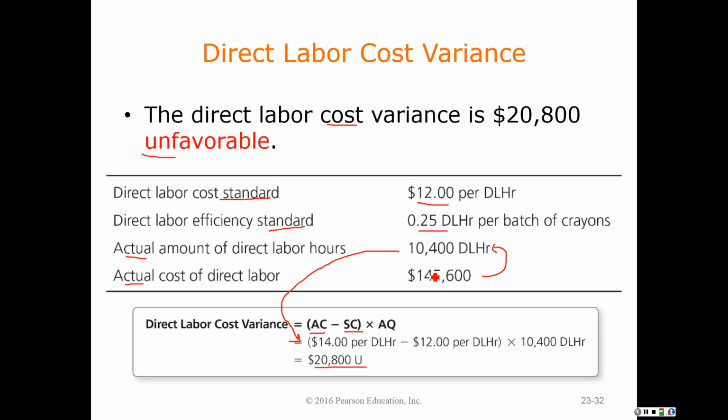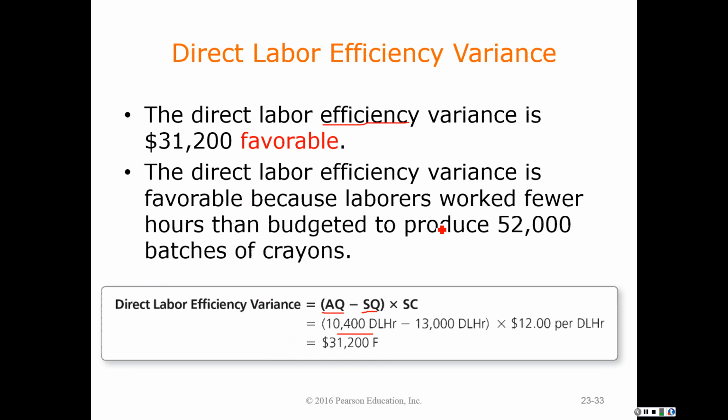Our standard said we think it's going to take a quarter of an hour for each batch of crayons. How many batches? 52,000. So 52,000 times 0.25 is 13,000 direct labor hours. This is what we thought it should take. So now look at what happens. I thought it should take 13,000 hours, but it only took 10,400. I have a favorable variance here.